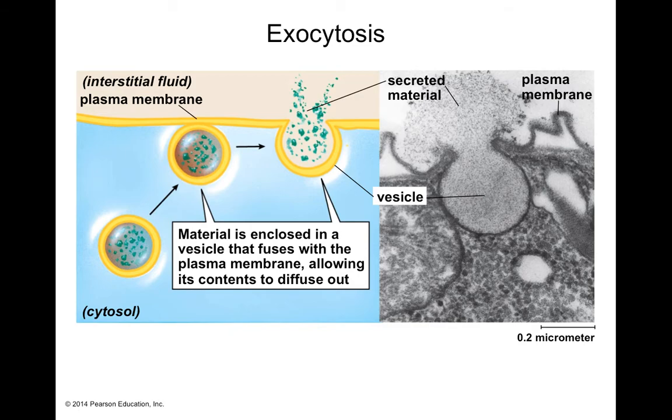And that looks like this. Again, it looks almost exactly like pinocytosis, but it's equal and opposite. We have a vesicle that is coming from the cytosol that contains within it whatever we want to secrete. It's then going to bud and touch the internal layer of the plasma membrane. Then it's going to open up and release all of the secreted material into the external environment.